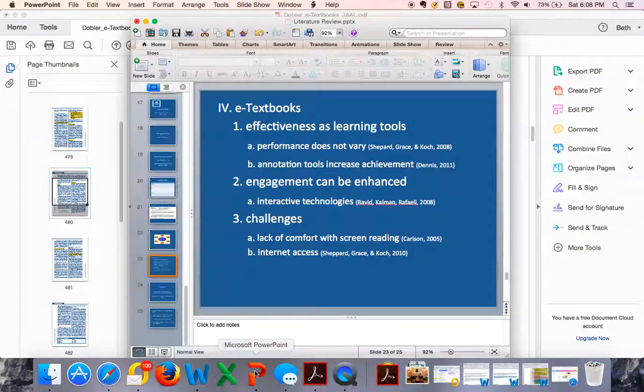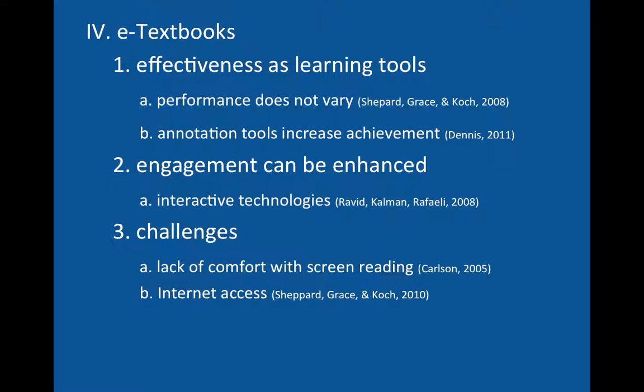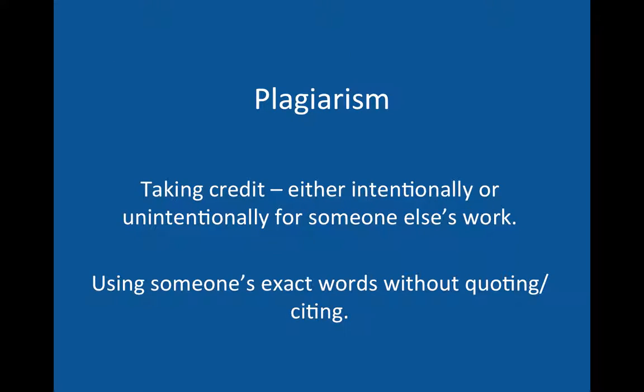But let's come back to our slides here. So we had three examples. We had the synthesis matrix, we had the graphic organizer web, and we had the outline. And there could be dozens of other tools. I just wanted to give you three examples to start from. So let's talk just a little bit about plagiarism, because that can get tricky when you're writing a literature review.